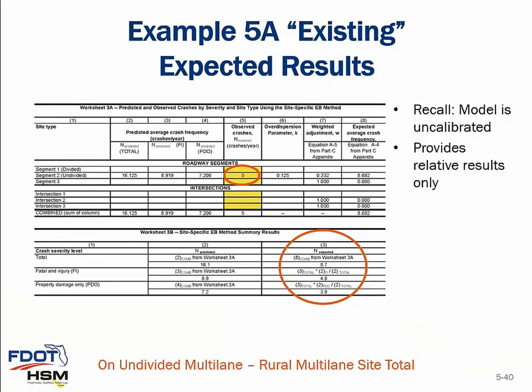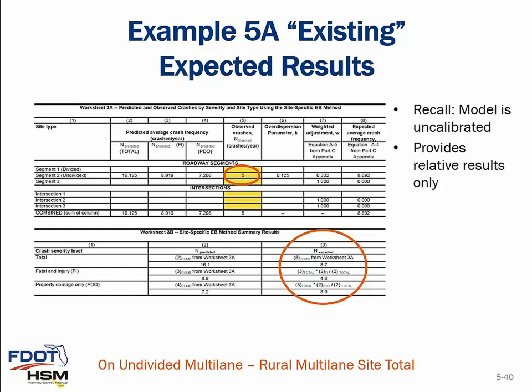So when you click on the rule multi-lane site total tab, you will see this form. And you will see that there's a column under observed crashes that has the yellow or gold highlighted cells. Within that is where you enter the observed crashes. In this particular case, we have 5 crashes per year. We were given a total of 15 crashes over 3 years for 5 crashes per year.